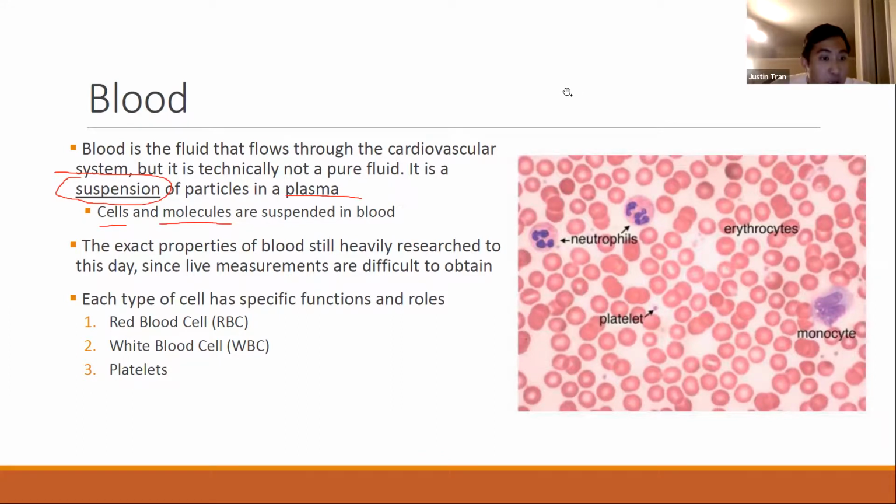There are three constituents in the blood that we'll talk about in detail for this class: the red blood cell, the white blood cell, and the platelets.